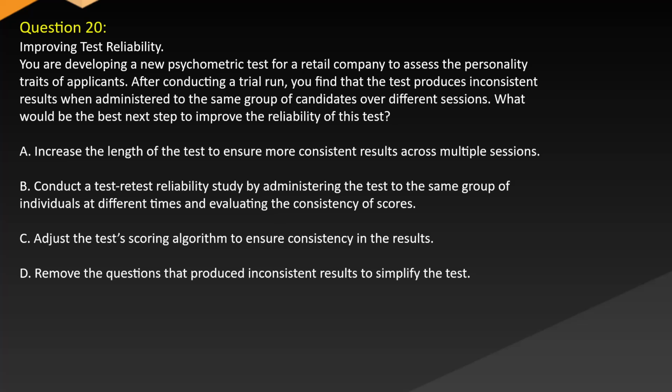A. Increase the length of the test to ensure more consistent results across multiple sessions. B. Conduct a test-retest reliability study by administering the test to the same group of individuals at different times and evaluating the consistency of scores. C. Adjust the test's scoring algorithm to ensure consistency in the results. D. Remove the questions that produced inconsistent results to simplify the test.